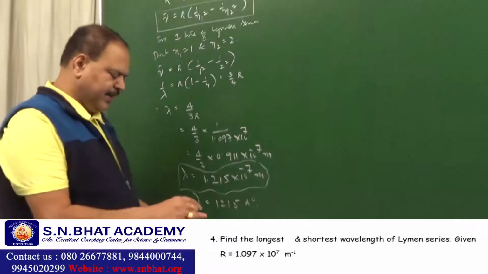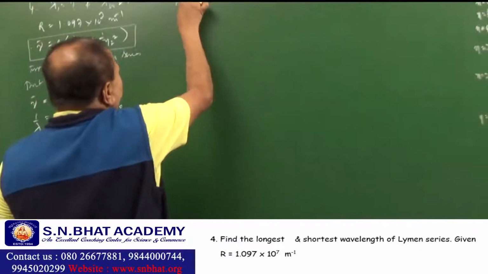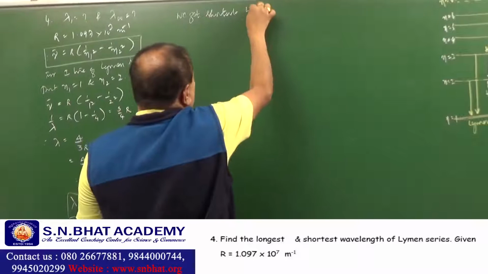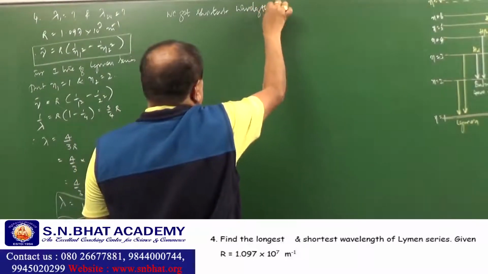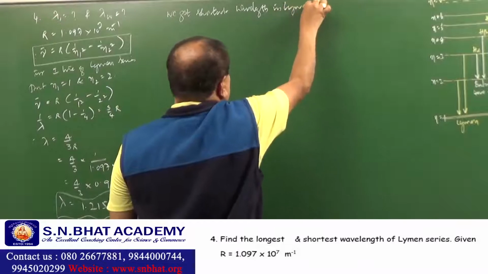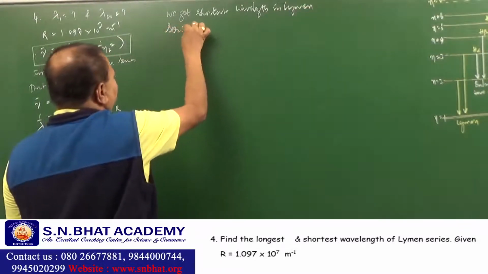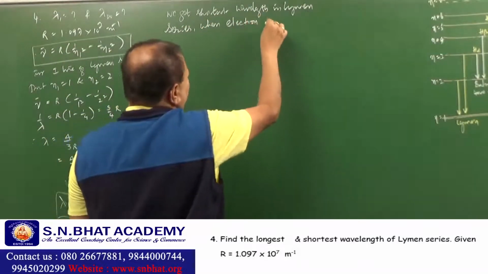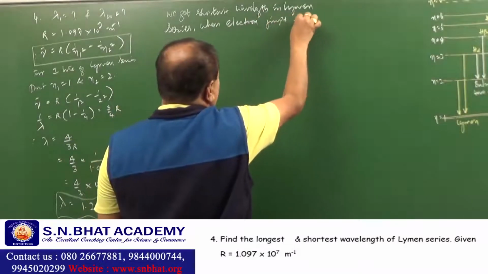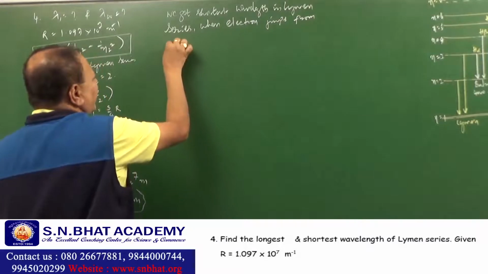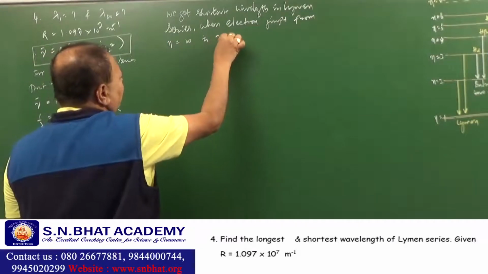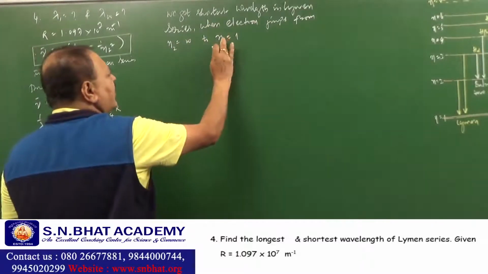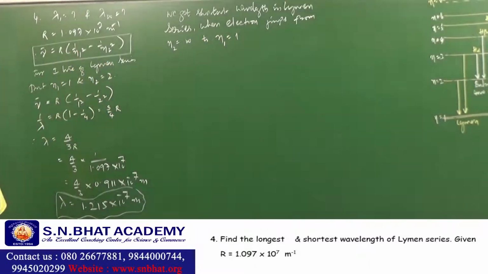Did you write this? Now write: we get shortest wavelength in Lyman series when electron jumps from where? From n is equal to infinity to n is equal to 1. That is, you can write n2 is equal to infinity to n1 is equal to 1.